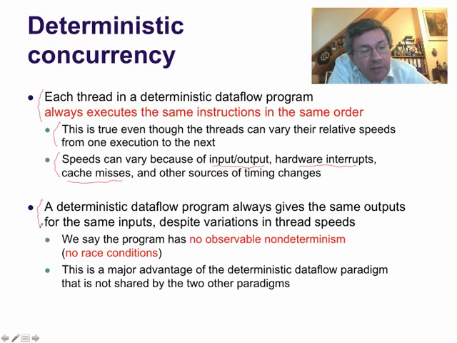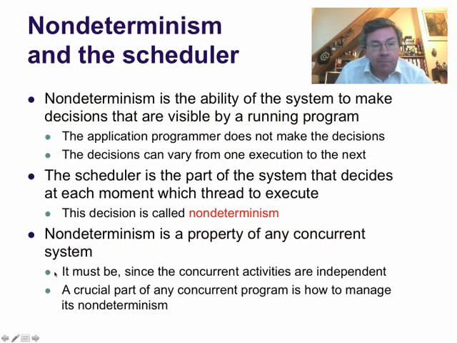But a deterministic data flow program always gives the same outputs for the same inputs, despite any of these variations in the thread speeds. We say that the program has no observable non-determinism, or another way to say it is that it has no race conditions. This is in fact a major advantage of the deterministic data flow paradigm, and it's not shared by the two other paradigms, message passing concurrency and shared state concurrency.